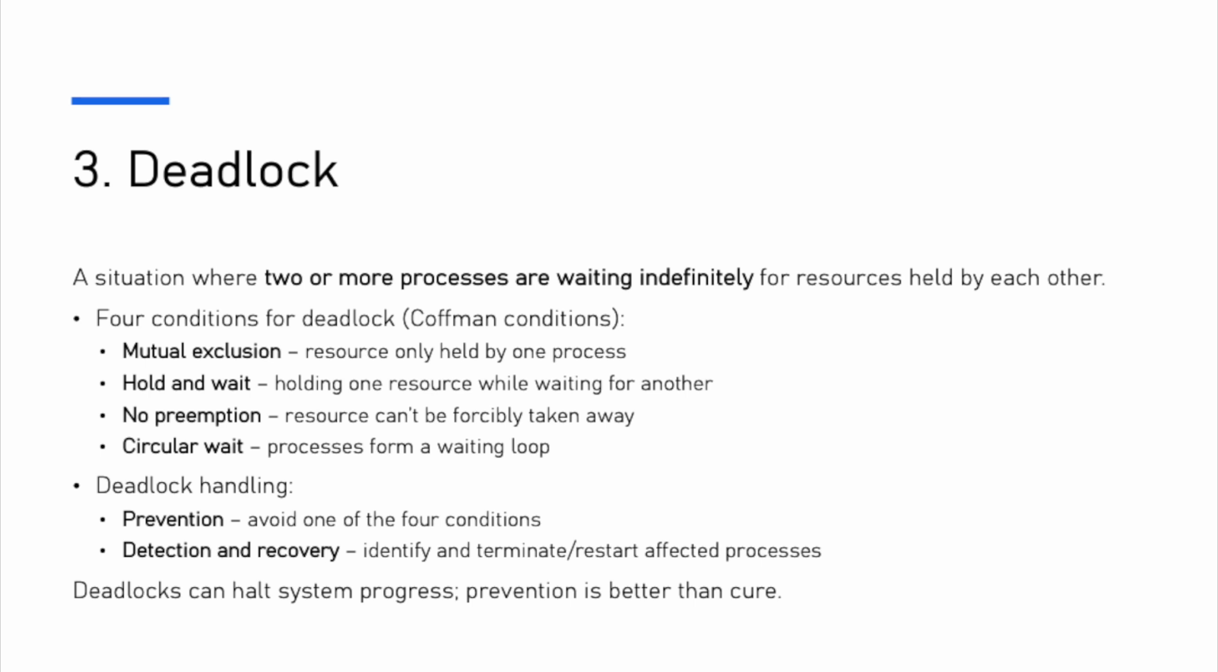The way to handle these deadlocks, of course, is to prevent these situations from occurring, avoid one of the four conditions, and detection and recovery. Identifying and terminating or restarting affected processes are great ways to get rid of any particular deadlocks. Now, deadlocks can halt system progress, so prevention is often better than cure. Identifying deadlock situations is critical, and the operating system can employ algorithms to monitor resource dependencies and detect potential deadlocks before they occur. But once a deadlock is detected, the OS must take action to break that particular cycle. This might involve terminating processes or preempting tasks or reallocating resources.